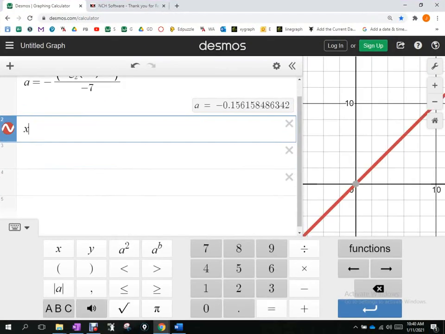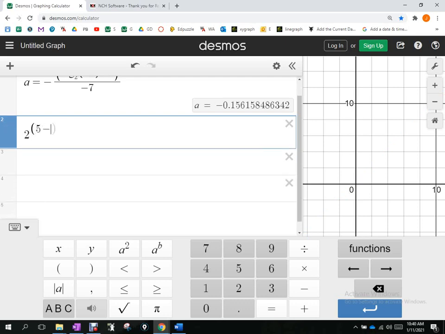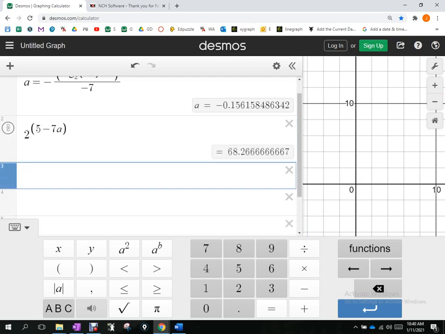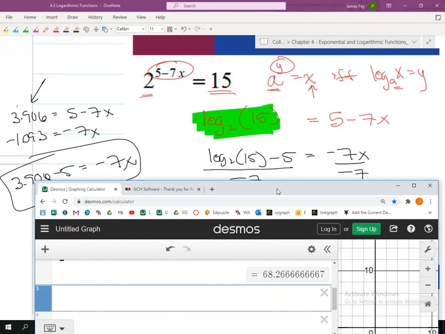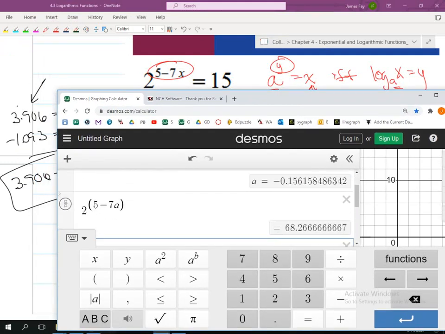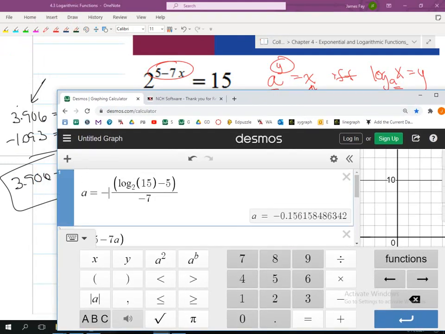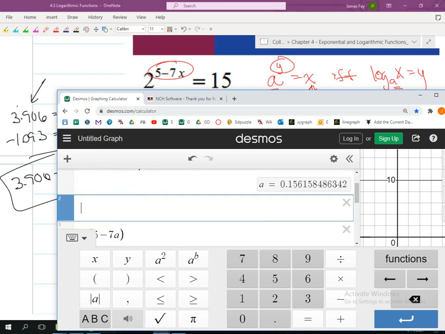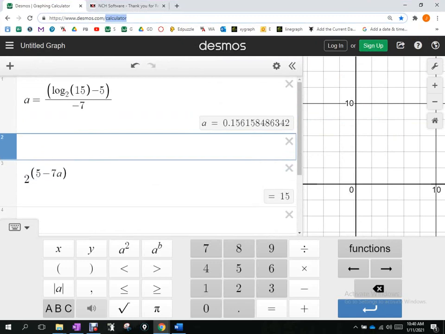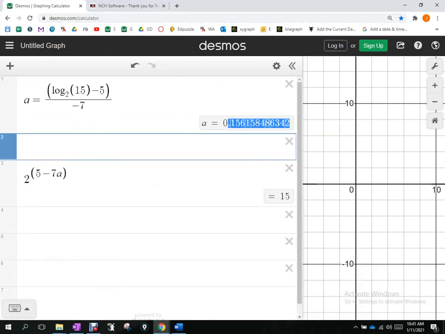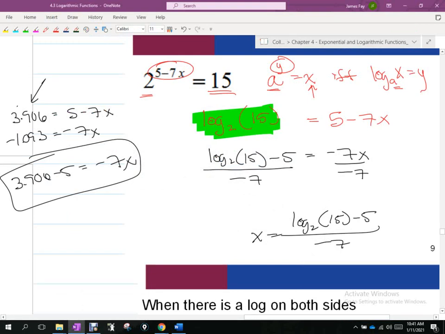If I take 2 raised to the 5 minus 7a, oh, I don't know why I got a negative there. Sorry. So it's 0.5, positive. So now if I raise 2 to the 5 minus 7 times that number right there, does it give me 15? Okay. Does that kind of make sense on how to do that type of problem?